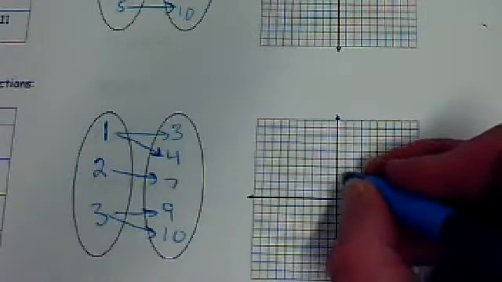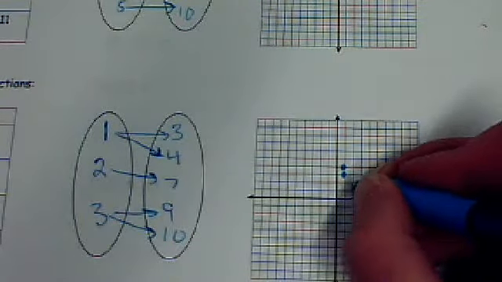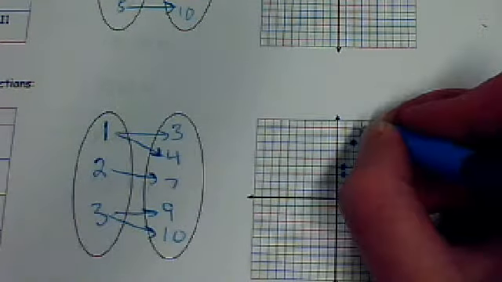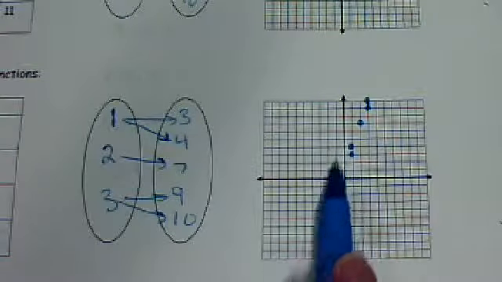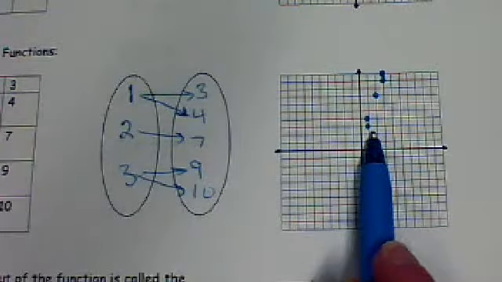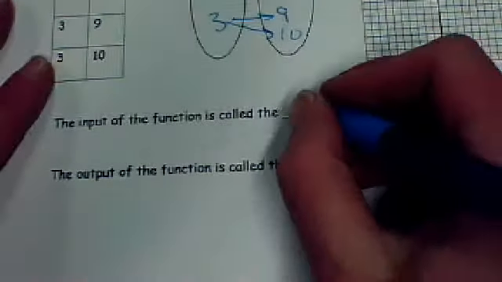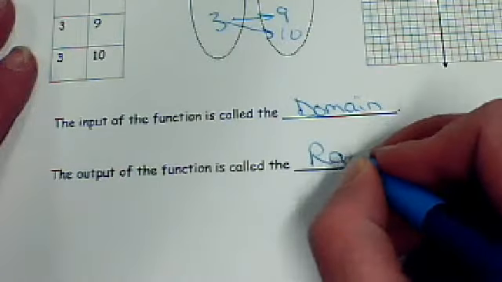So here I have 1 going to 3 and 4, 2 going all the way up to 7, 3 going to both 9 and 10. So there was something called a vertical line test that is also failing when you have non-functions. Now, just a reminder, what do we call the input and the output? The input is called the domain, and the output is called the range.